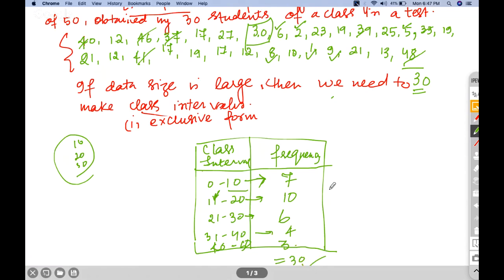So this is it. Solve the first question of this type from your book. First question of frequency distribution from the book.